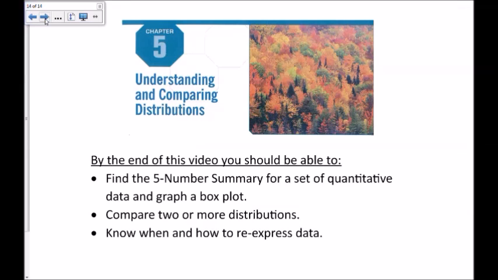So this video was about understanding and comparing distributions. You should know how to find the 5-number summary for a set of quantitative data and be able to graph or sketch a box plot. You should also know how to compare two or more distributions using shape, center, spread, and unusual features. And you should also be able to know when and how to re-express data.